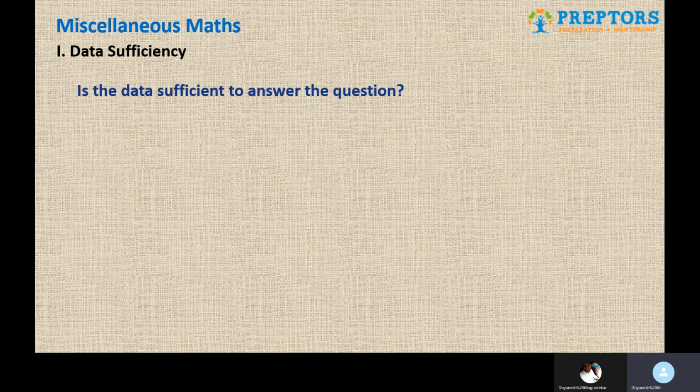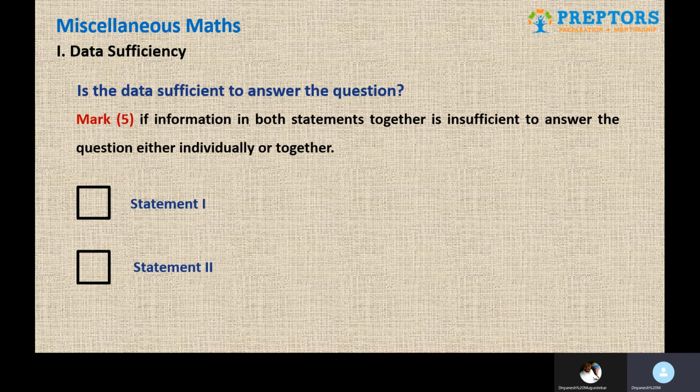And the fifth and the last, worst scenario: 1 alone doesn't give you the answer, 2 alone doesn't give you the answer, and even after combining you don't get the answer. That is when you mark answer option 5. So this is going to be the scheme of options that you are going to mark, but obviously be careful, read it once when you are actually solving the question, because it may be different as well.